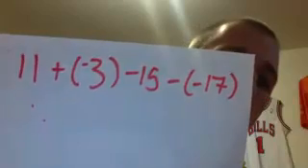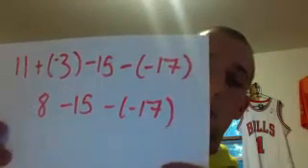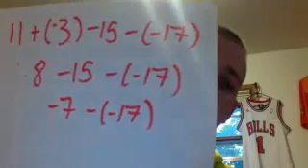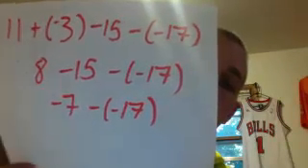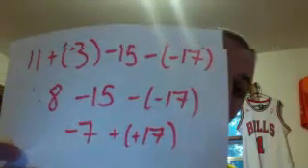Looking at this one, I'm just going to work straight up left to right. 11 plus negative 3 is the same thing as 11 minus 3, so that's 8. So now I've got 8 minus 15 minus negative 17. Then I'm going to do 8 minus 15, which is negative 7. And then I'm going to do negative 7 minus negative 17. Minus negative 17 is the same thing as plus 17. Negative 7 plus 17 is 10.